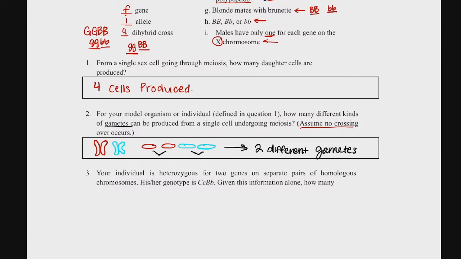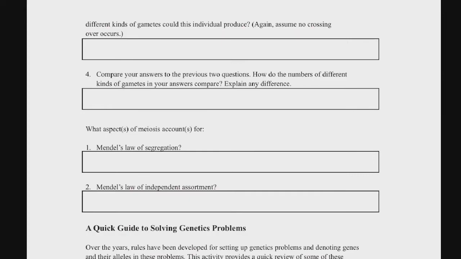Okay, this question is kind of split, but the answer box is on the next page, so you'll see it soon. It says, your individual is heterozygous for 2 genes on separate pairs of homologous chromosomes. Their genotype is big C, little c, big B, little b. Given this information alone, how many different kinds of gametes could this individual produce? Again, assuming no crossover occurs.